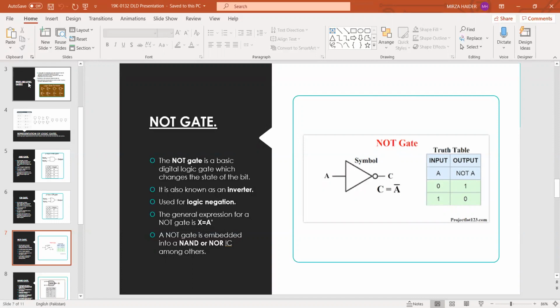If we look at the image, we can see the basic representation of a NOT gate. And if we look at the truth table, we can see that it just basically changes the state of a bit. If a bit is low, then after passing through the NOT gate, its state changes to 1. If a bit is 1, then after passing through the NOT gate, its state changes to 0.